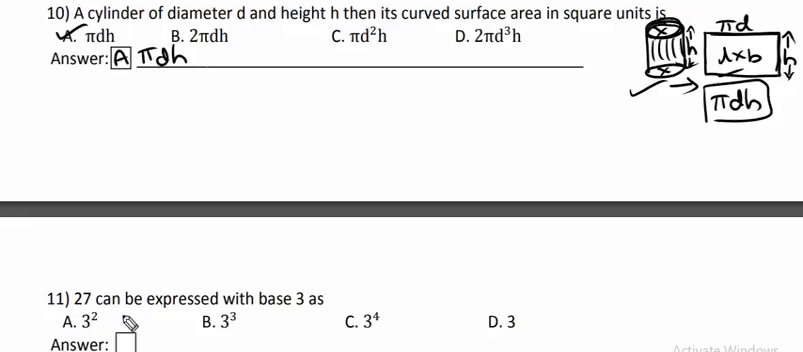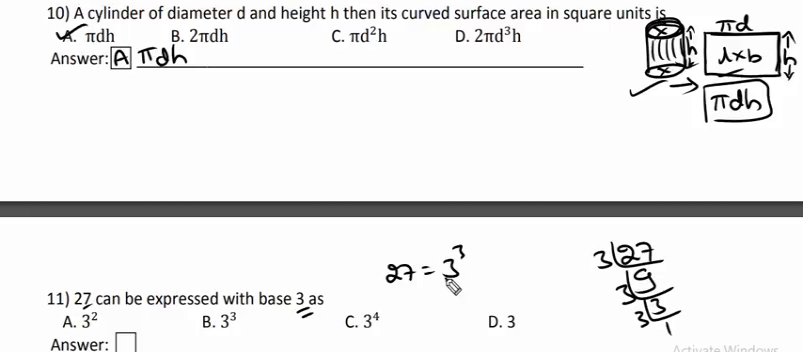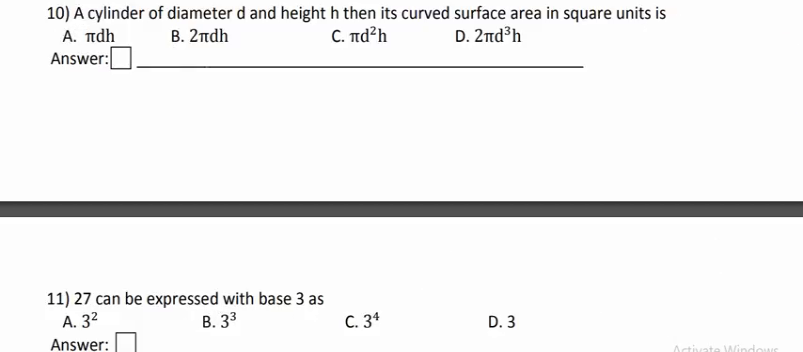Here they given the 11th question: 27 can be expressed with the base 3. So you have to express this 27 with base 3. You divide this 27 by 3: 3 nines are 27, again 3 threes are 9, again 3 ones are 3. So that gives you 3 cube. That means 27 is equal to 3 into 3 into 3, which is 3 cube. Option B, 3 cube, is the correct answer. Then we move to the next question.